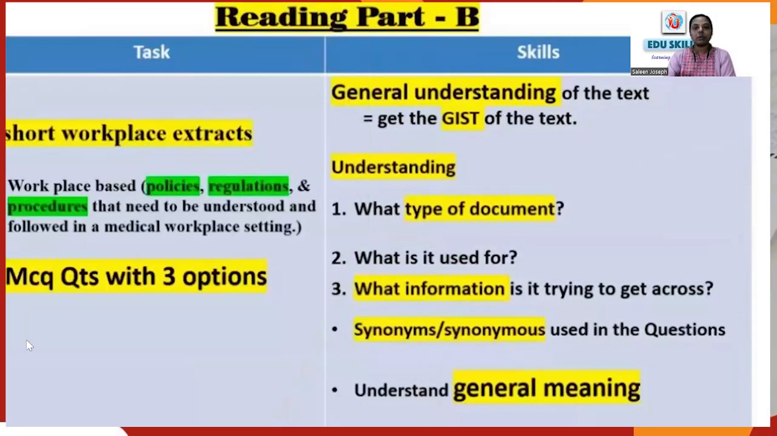Okay. And what is the task or skills being assessed? Once again, I'll just tell. It is 6 short workplace extracts, which are workplace-based policies, regulations, and procedures that need to be understood and followed in a medical workplace setting. So you get 6 MCQs with 3 options, and the skills being assessed are the general understanding or the gist of the text. You have to know what type of document it is, what it is used for, and what information it is trying to get across, and understand synonymous language used in the questions and the general meaning of the text.